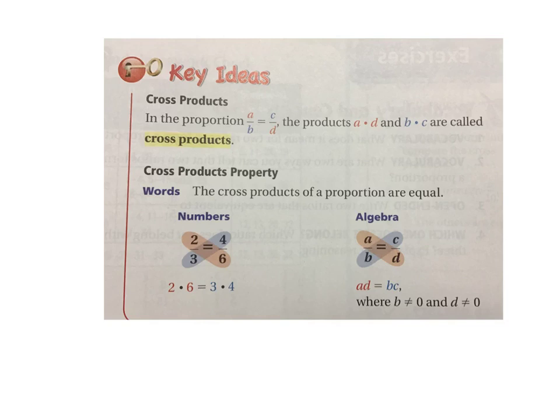Cross products are the numbers opposite top and bottom and across from each other. Cross products of a proportion are always equal. Let me say that again. Cross products of a proportion are always equal. How would it be equal? So if I say, what's 2 times 6? 12. And what's 3 times 4? 12. Does 12 equal 12?